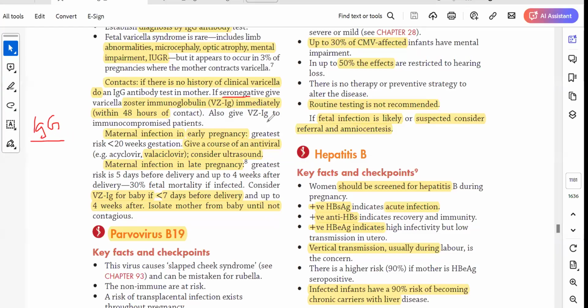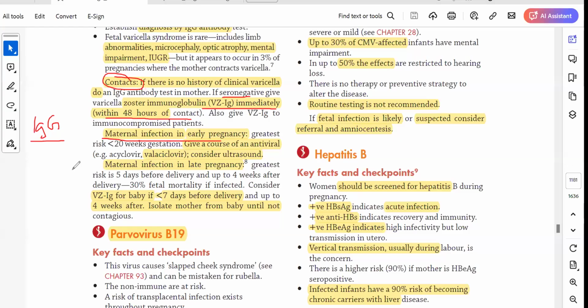So that's called seronegative. If the patient is seronegative, it means the patient can still develop infection because she is a contact. So for that patient, you need to give varicella zoster immunoglobulin immediately, ideally within 48 hours of contact. That's for a contact who is not infected yet, because you have found both IgM and IgG negative.